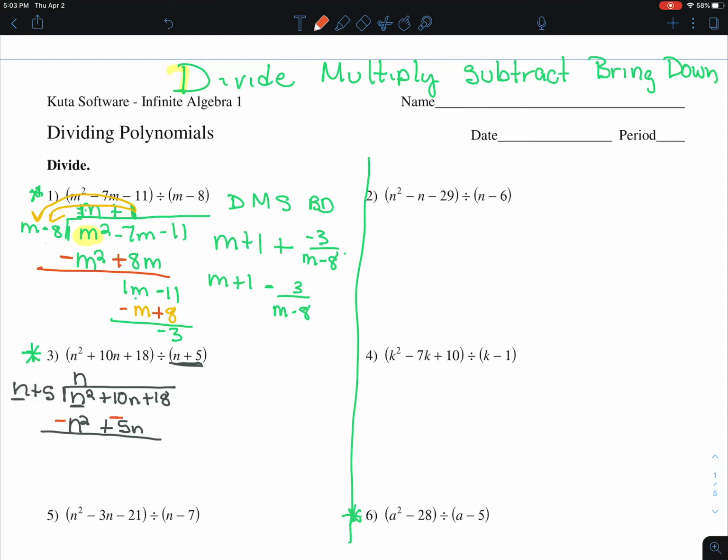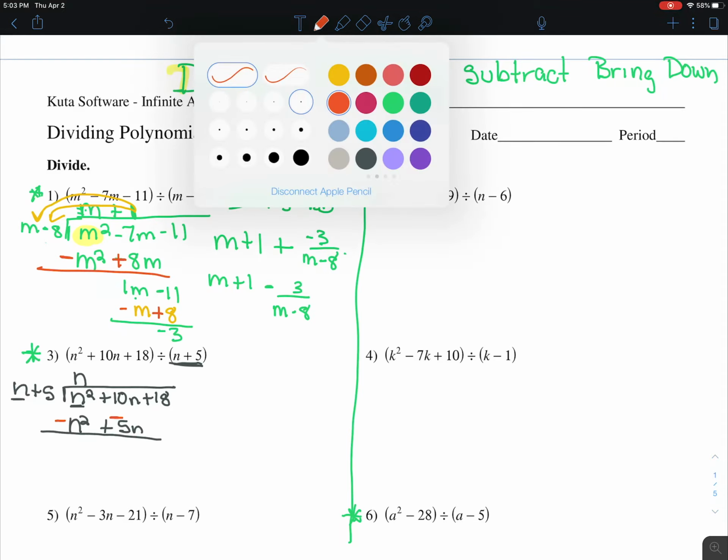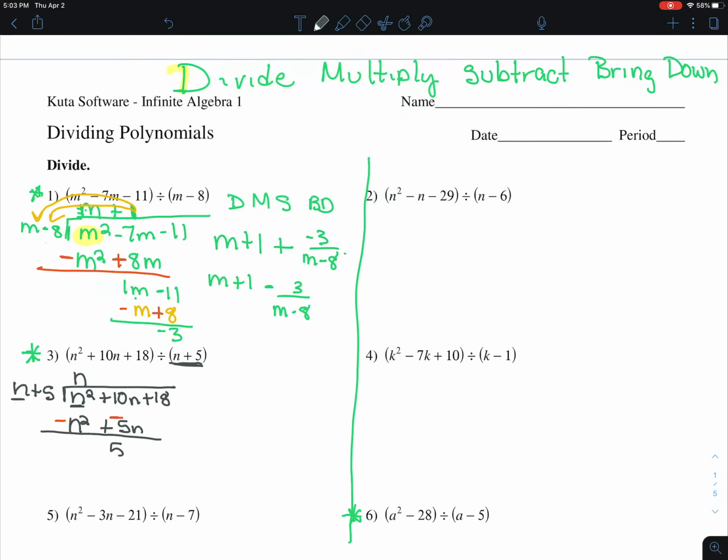That zeroes out, and I'm left with 5n. And what's the next step? Bring down. So I'm going to bring down the 18. And we start the process over again. Divide. What can I multiply by n to get 5n? 5. So now I'm going to multiply both terms by 5. So I get 5n plus 25.